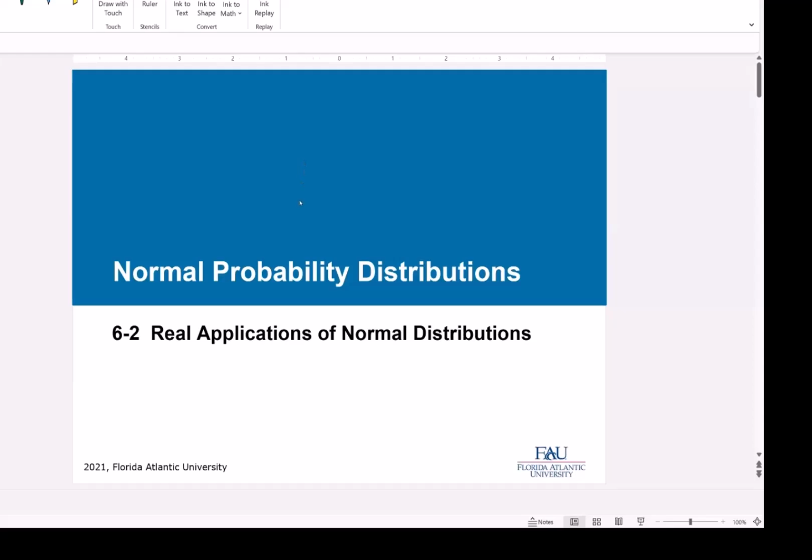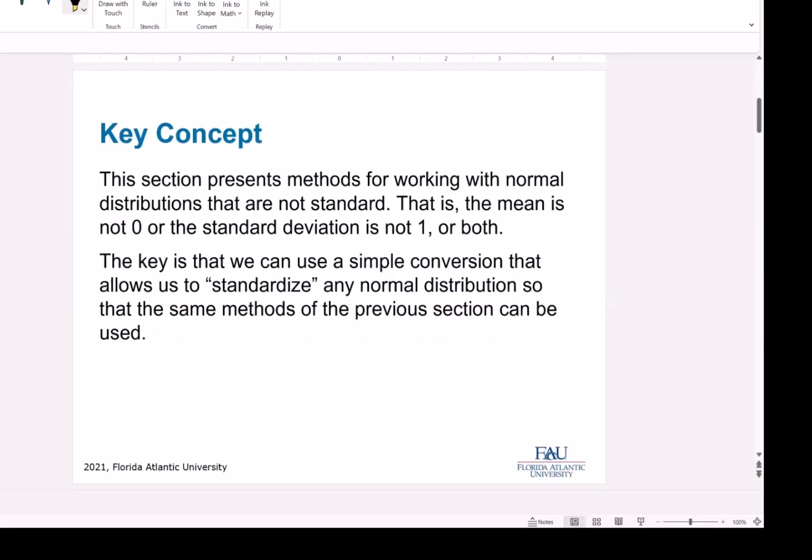Hey, everybody, and welcome to 6-2 Real Applications of Normal Distributions. This section presents methods for working with normal distributions that are not standard. Standard, remember, was the mean is 0. Here, the mean is not 0, and it could be the standard deviation is not 1, or both of those could be true.